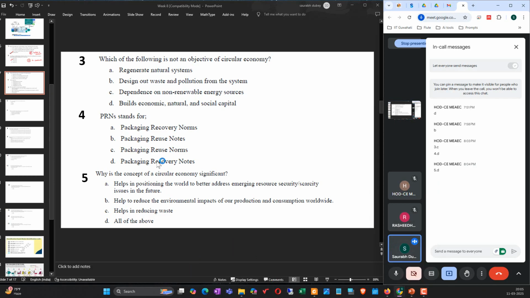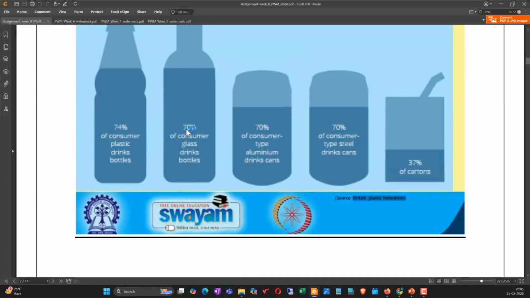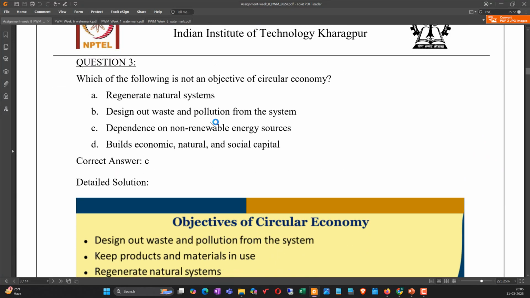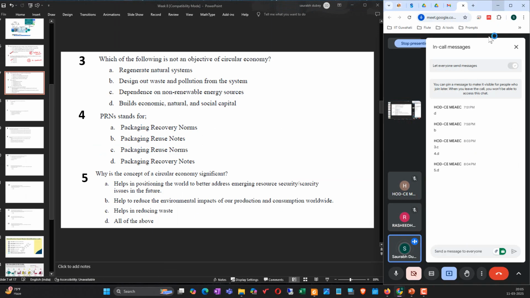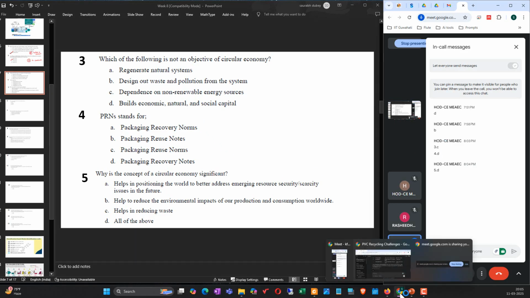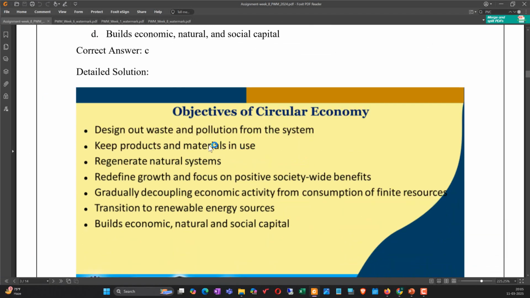And now we will be looking at the answer for the same. The answer to which of the following is not an objective? Option C is the correct one. Yes, third, C is the correct one, sir. And the solution for the same is here.